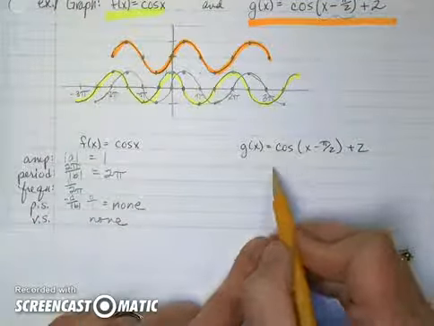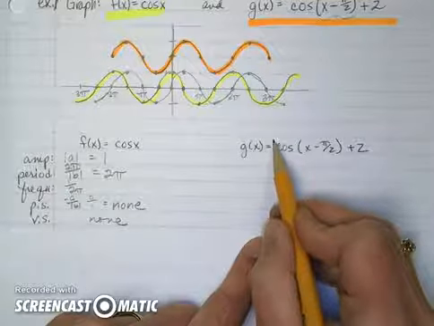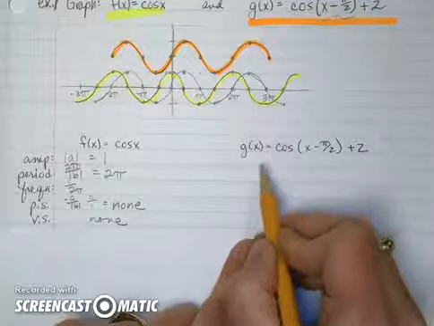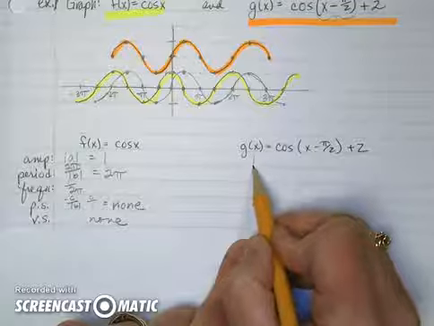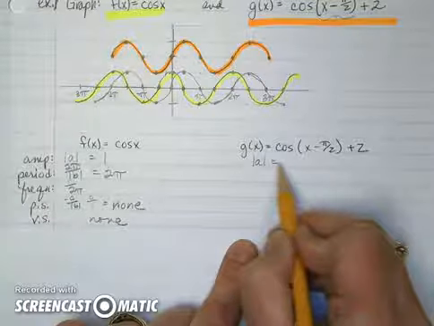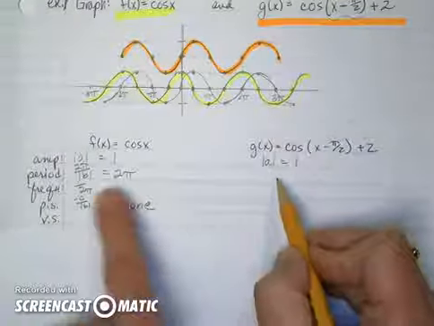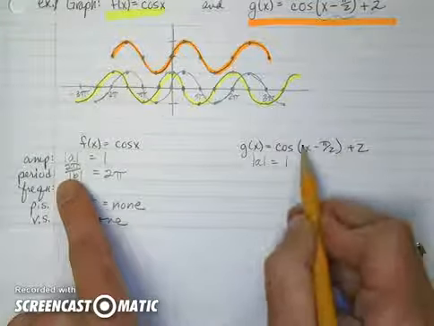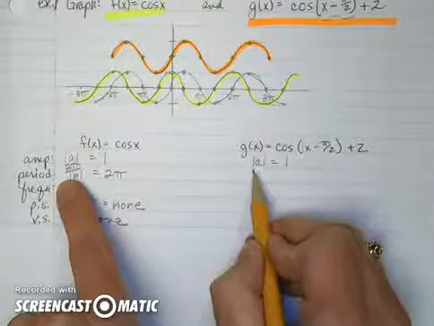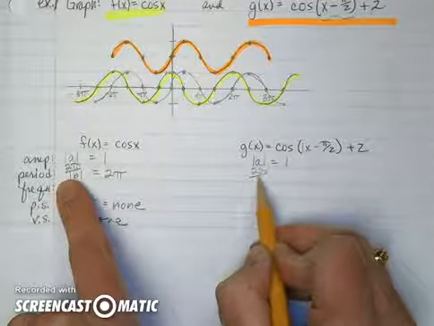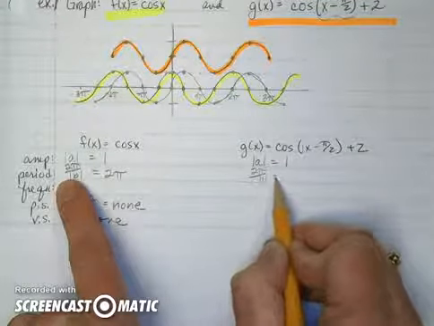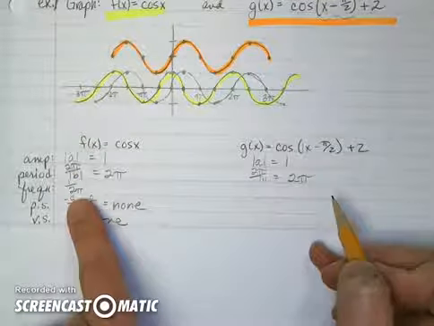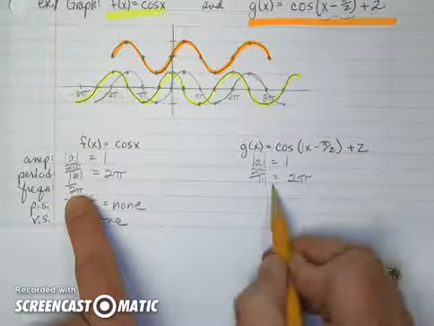My amplitude here, I just have a 1 in front. So that is still 1. Absolute value of 1 is 1. My period here is still 2 pi. I still have a 1 right there. So I still have 2 pi divided by the absolute value of 1, which is still 2 pi. My frequency would still be the reciprocal of that.